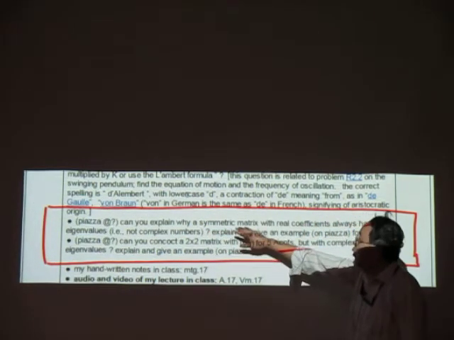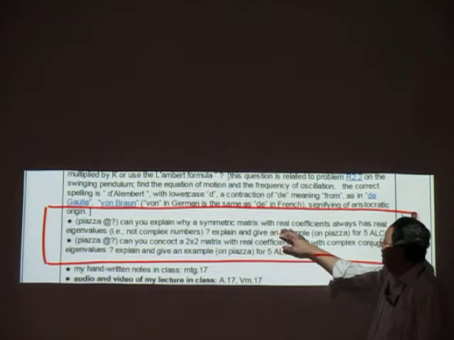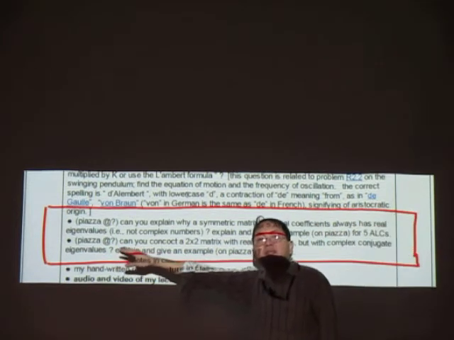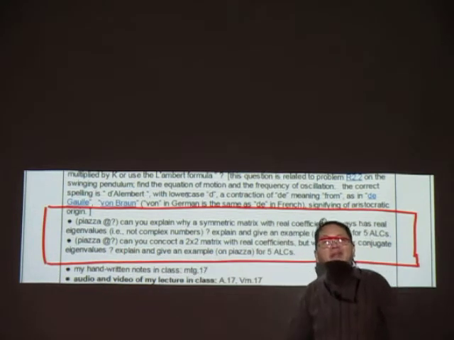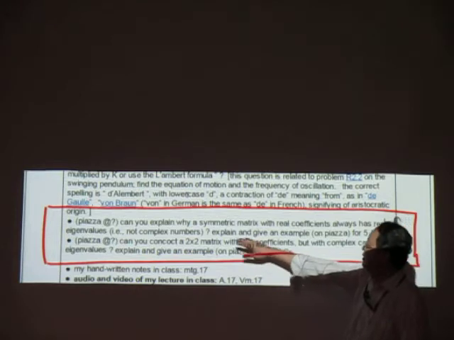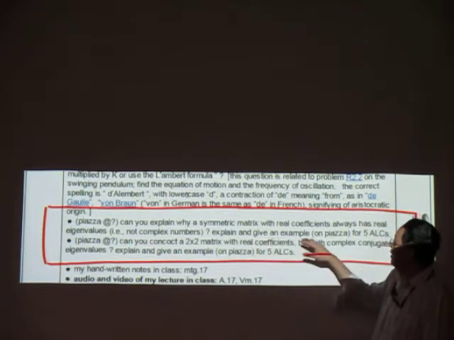Okay, this part here. There are really 2 questions. The first question is, can you explain why a symmetric matrix with real coefficients always has real eigenvalues? This is the first challenge. Think about it. I hope that there's some excellent student in class who could explain and give an example. Type it up on Piazza. I will put the question on Piazza.